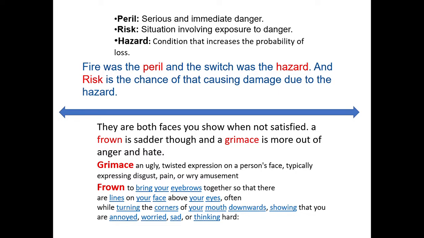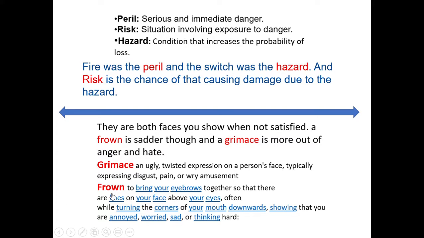You probably can break it down to understand easily the point of this. Okay, it's very easy to understand. Peril is immediate danger, risk is a situation, and hazard is a condition that increases the possibility of losing something. Okay, now we're going to move forward to grimace and frown, which are other words that are very similar as well. And they are both facial expressions.